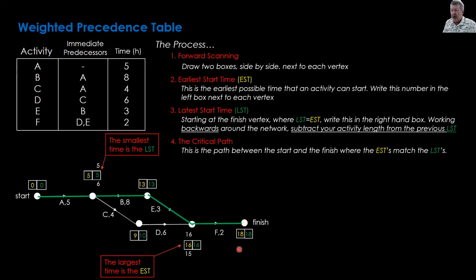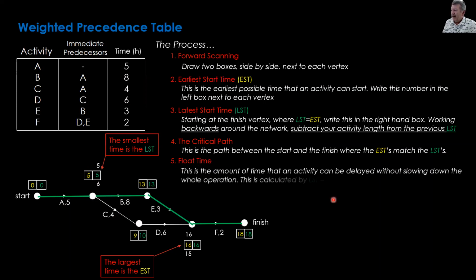That helps us find any activities that we've got a bit of float time on. Remember we're going to have a cup of tea? That's float time. So this is the amount that an activity can be delayed without slowing down the whole operation. It's calculated by doing the latest start time minus the earliest start time.